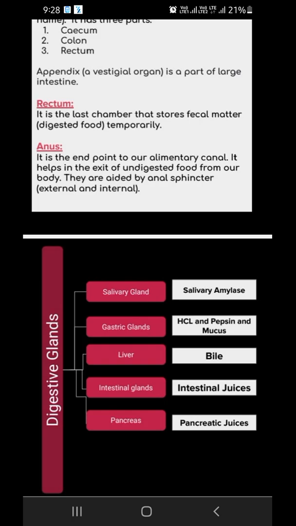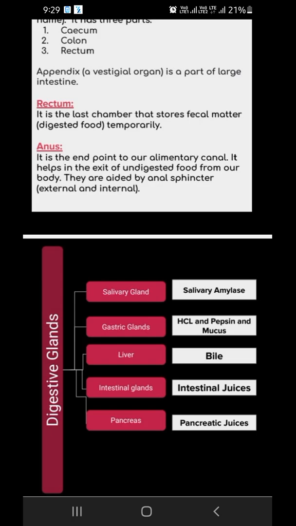The liver is above the stomach, and it releases bile juice, which helps to emulsify fat droplets. The pancreas, behind the stomach, releases pancreatic juices, which include amylase. Listen carefully: salivary amylase is different and pancreatic amylase is different, so don't get confused. Similarly, gastric lipase, released from the stomach, is different from pancreatic lipase, which is released from the pancreas.